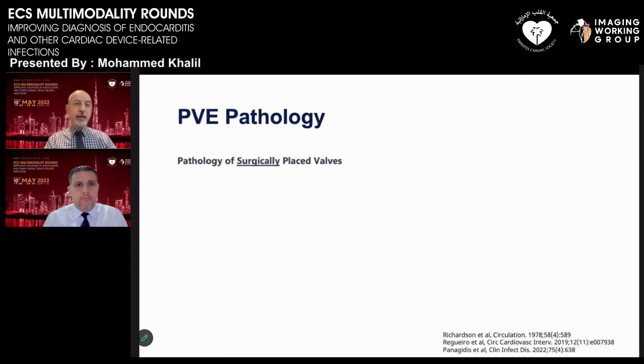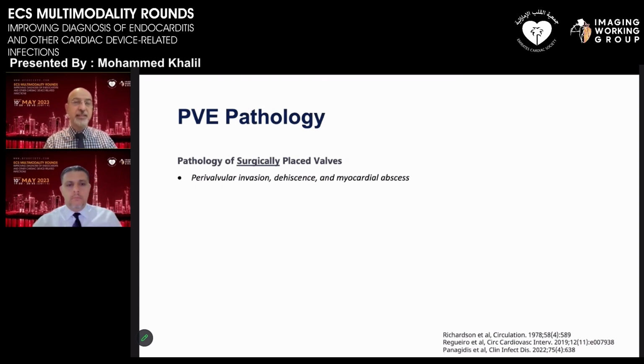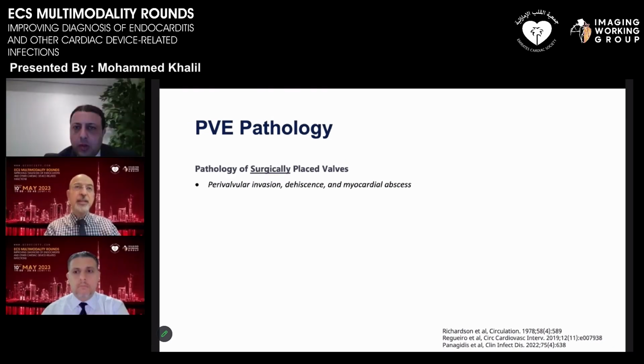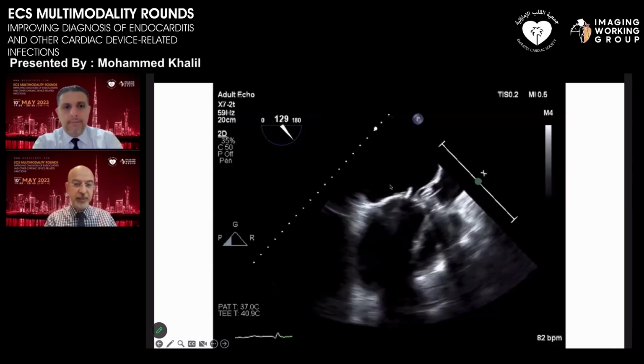When we look at the pathology of prosthetic valve endocarditis of the surgically implanted valve, there is perivalvular invasion and dissemination through the perivalvular tissue, resulting in dehiscence and paravalvular leakage or regurgitation. This accounts for almost 40% of the cases. Occasionally you have more extensive necrosis and invasion, causing myocardial abscess in 10 to 15% of the cases.